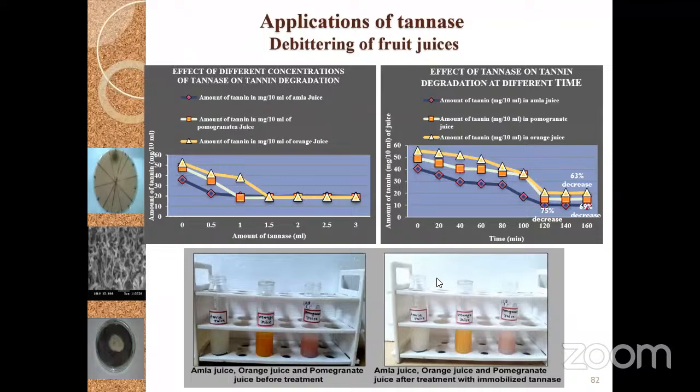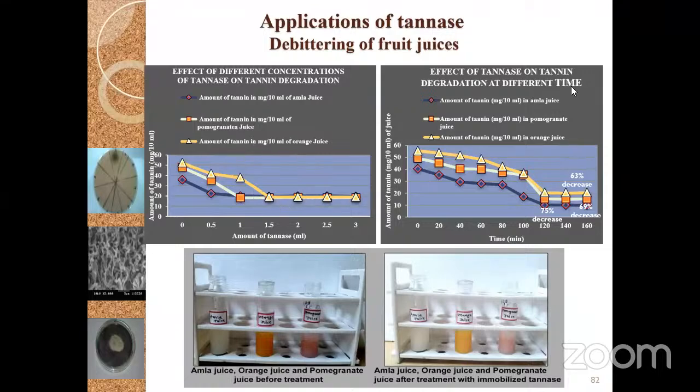Then we studied the application of this tannase enzyme in the debittering of fruit juices. For that purpose, we used 3 different juices: amla juice, pomegranate juice and orange juice. The effect of different concentrations of tannase on tannin degradation was studied. This is the amount of tannase used and the amount of tannin which got reduced from this level to this level with these 3 juices.